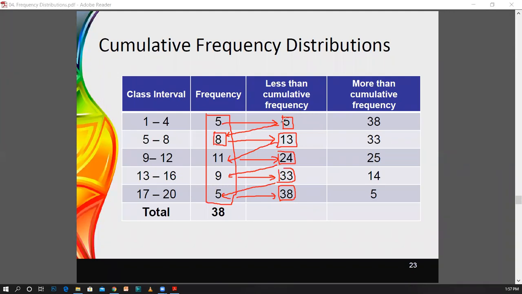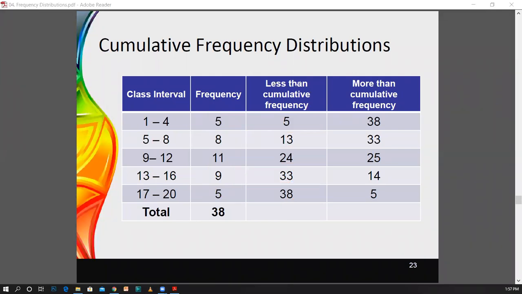If you see about the interpretation of this less than cumulative frequency, it is combined with the upper class interval. Always this less than cumulative frequency is interpreted using this upper class interval. Therefore, this 5 says that there are 5 data points which are less than or equal to 4. And this 13 says there are 13 data points which are less than or equal to 8.